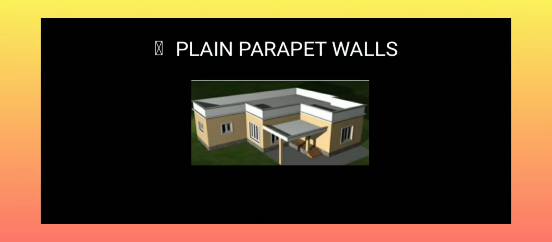Plain parapet walls. It is the vertical extension of the wall at the edge of the roof. It is the general type, provided especially for the safety of the column. It is easy to construct with concrete coping at the top and a corbel below it. Maintenance is also low, but it looks dull in appearance.